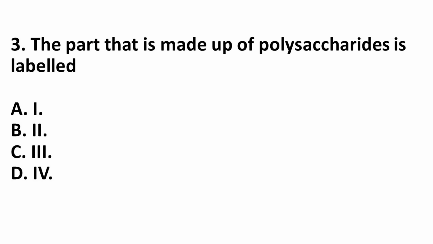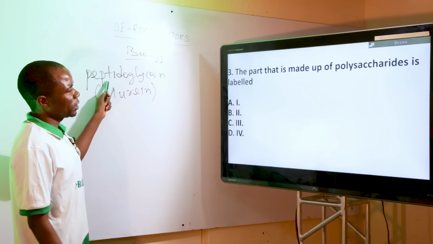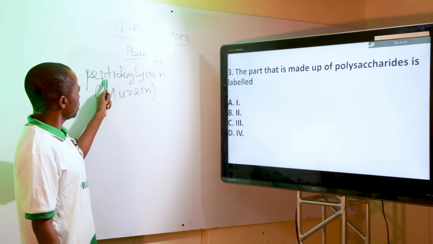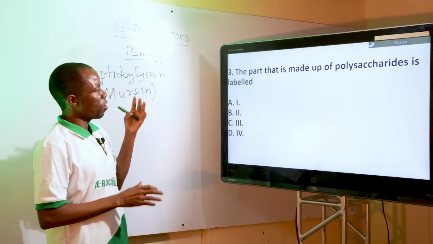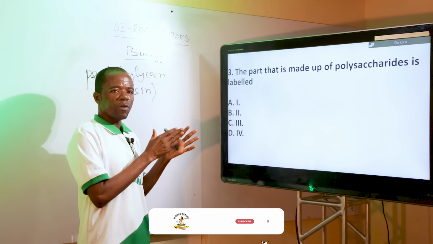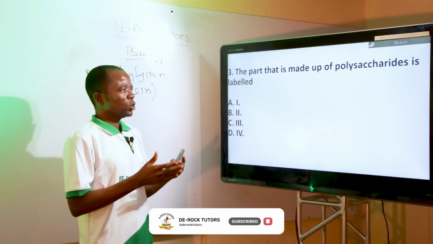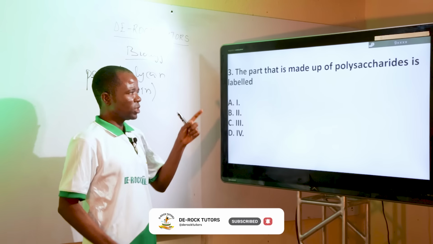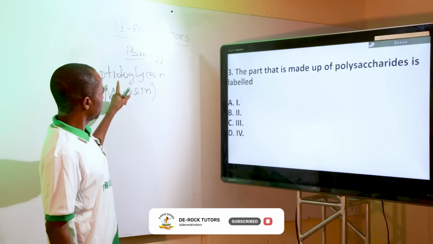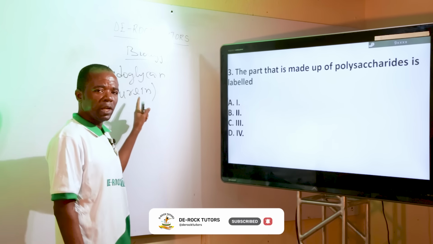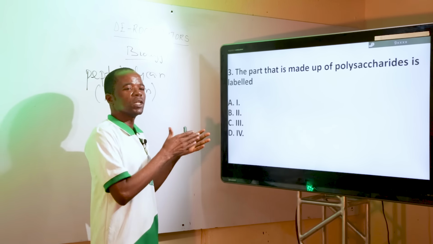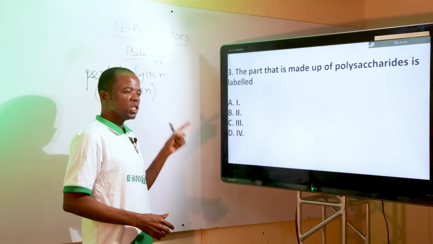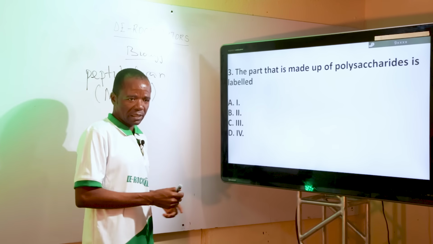Let's go to number 3 and see which option. So Roman figure 1. That is the part that contains polysaccharide, which is peptidoglycan. Now, it should be noted that the cell wall of a bacterium is different from that of a plant. Even though both of them contain a cell wall, the cell wall of a bacterium is made up of the polysaccharide called peptidoglycan. But the cell wall of a plant is made up of the polysaccharide called cellulose. And the cell wall of fungi is made up of the polysaccharide called chitin.